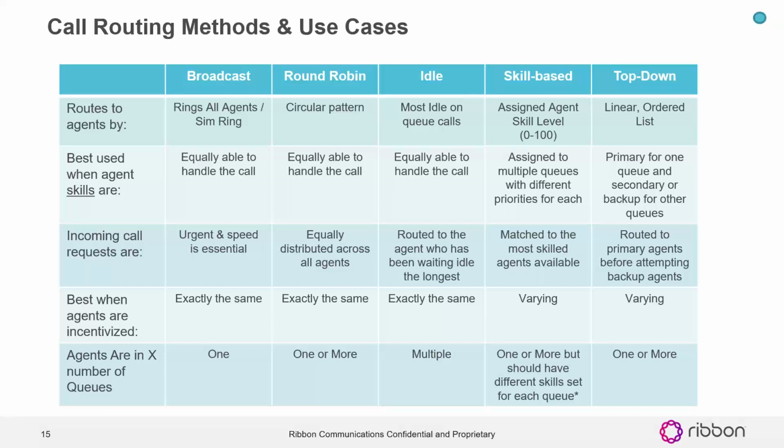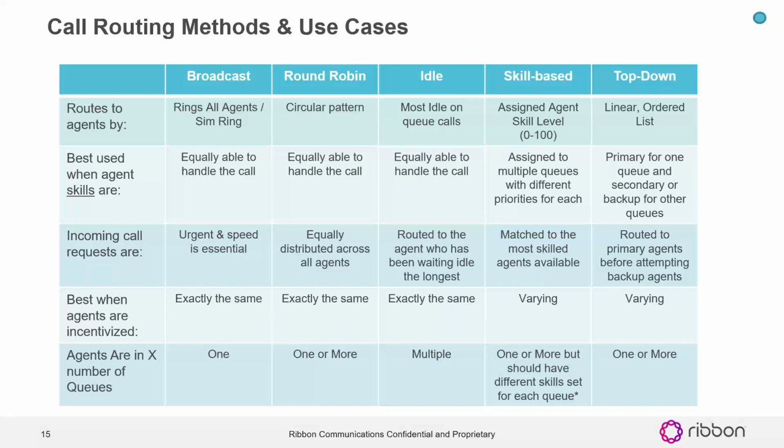And then skill-based means that you have some agents that have a higher skill, which would be 1, and some agents that have a lower skill, which would be like 100. You can use a smaller range than that if you need to, but that gives you the range. And then top down means you have an ordered list. You have the more skilled people at the top of the list, and the people at the bottom of the list are more backup, cross-trained people.